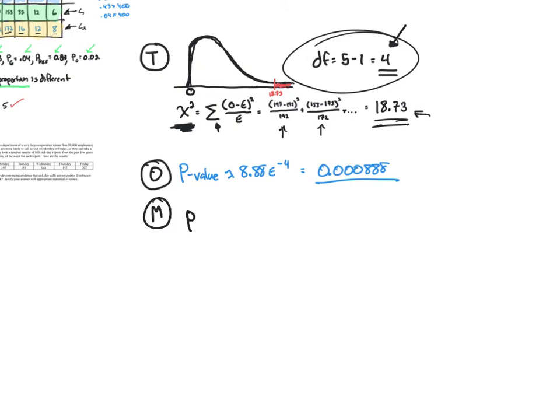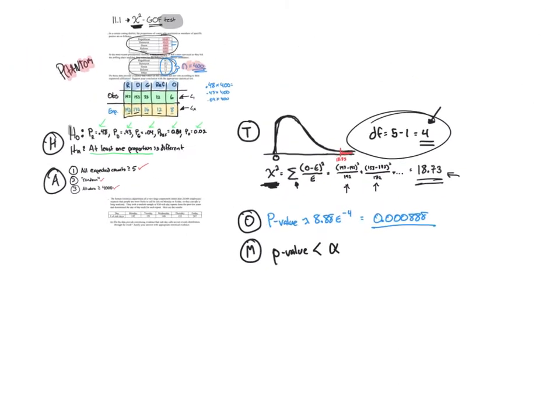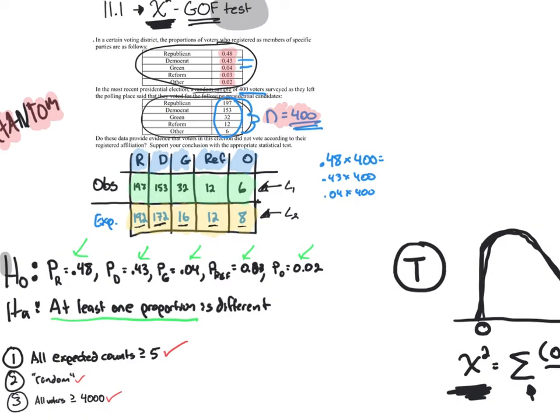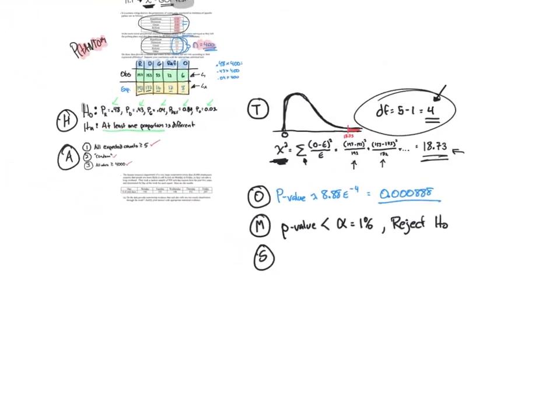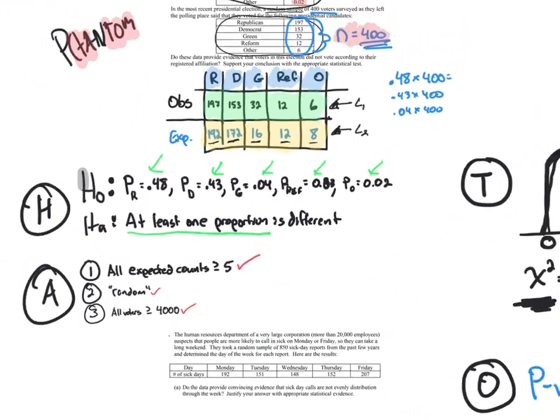P-value versus alpha value. If my p-value is less than your alpha value, then we will reject. Let's see what they said on this. They didn't even give me an alpha value. That means I get to make up my own. Alpha equal to, let's say, 1%. In that case, we would reject the null hypothesis. So in conclusion, that means at least one proportion is different.